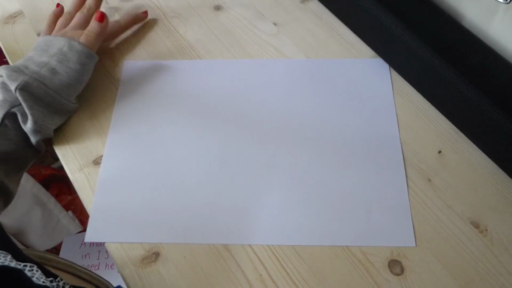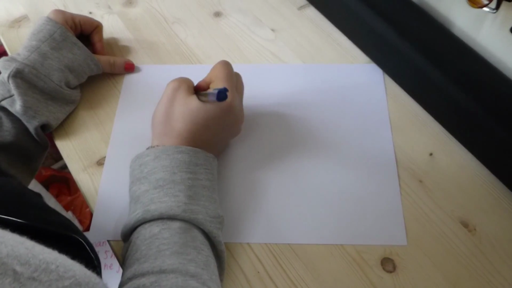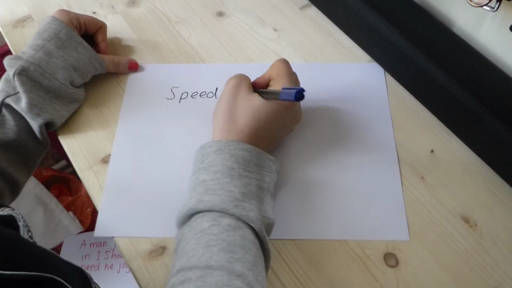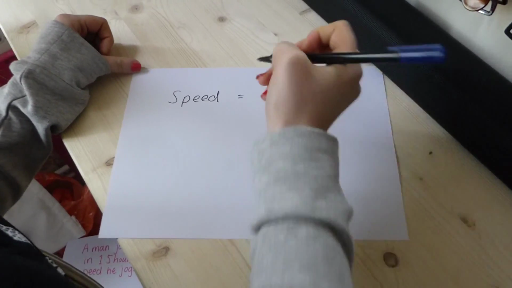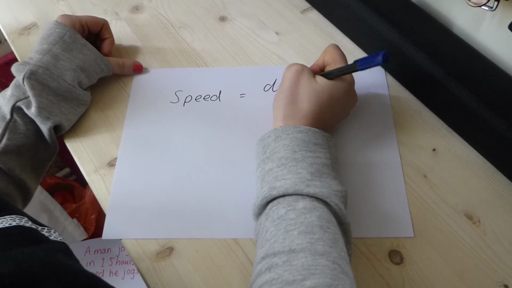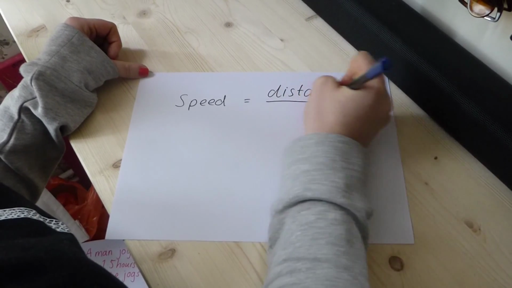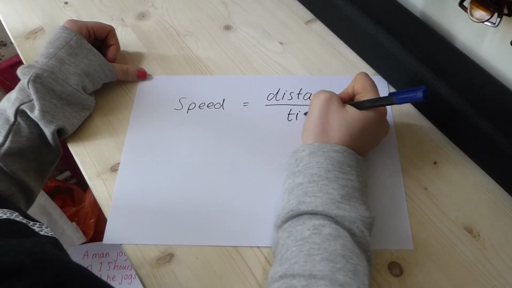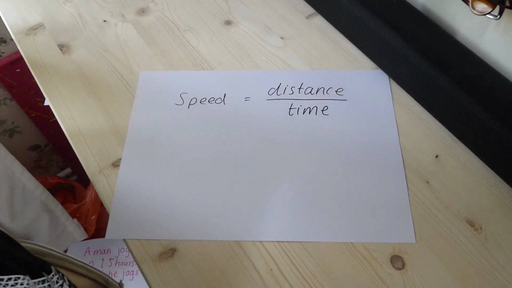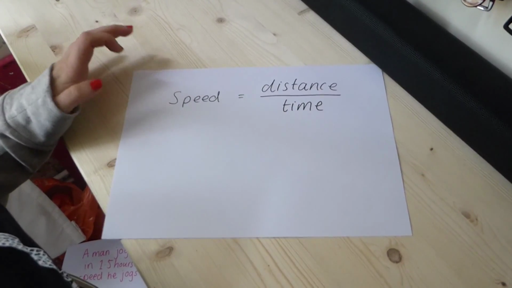Okay, we're going to learn about how to calculate speed, distance and time, and we need to learn a formula to do that. So to find the speed that an object is moving at, you need to do the distance that it's travelled divided by the time it takes to travel that distance. So this will help you with question 1 on your worksheet.